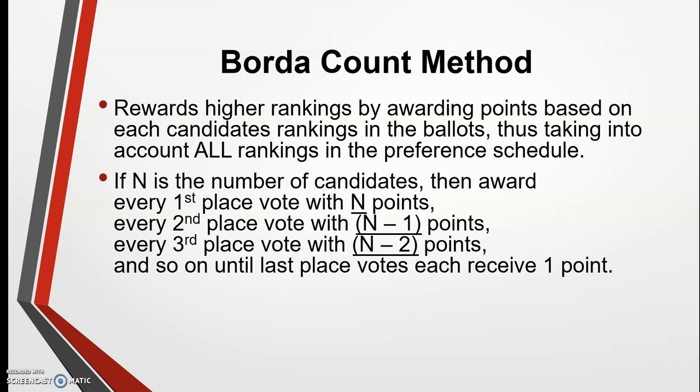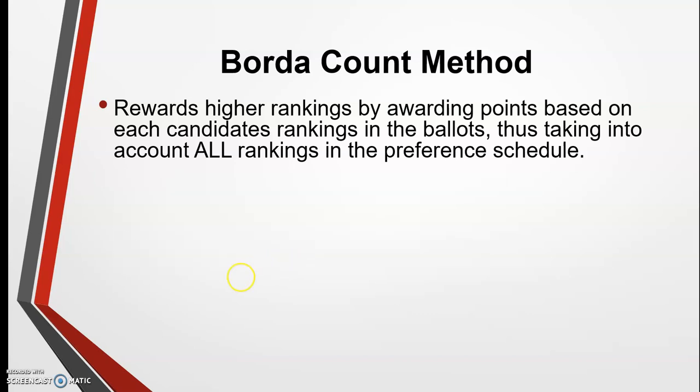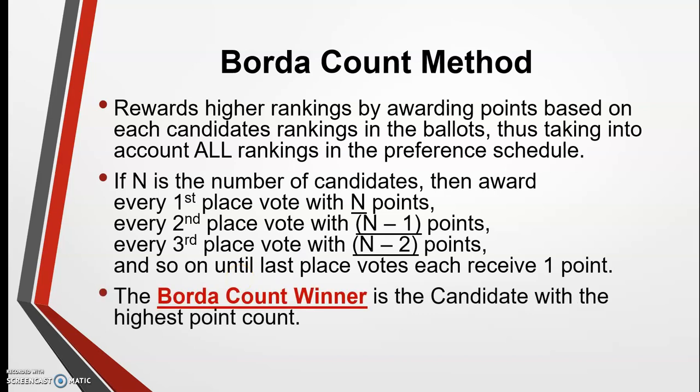If N is the number of candidates, then award every first place vote with N points, every second place vote with N minus 1 points, third place with N minus 2, and so on until you get to last place, and the last place will always receive 1 point. If this method of awarding points is confusing, you can also think about it in reverse. Start by awarding 1 point for last place, and just increase the point value as you increase places all the way up till you get to the first place. And the Borda Count winner is the candidate with the highest point count.